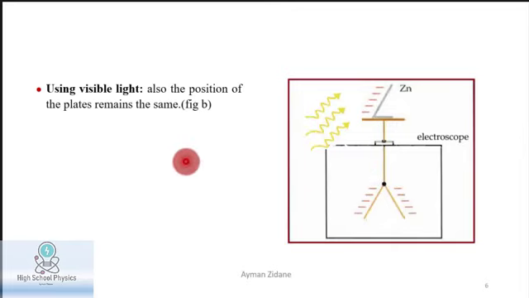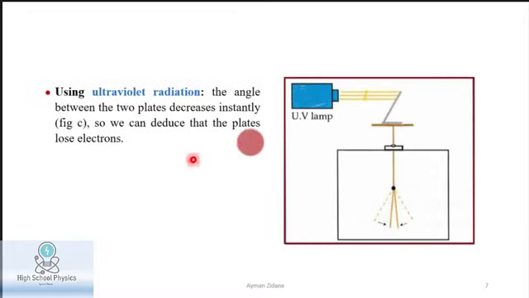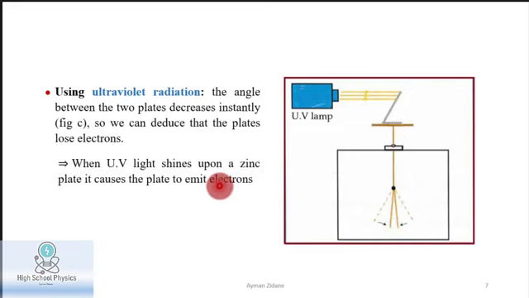Now we will use ultraviolet radiation. Suddenly the angle between the two plates decreases instantly, as we see in the figure, so we can deduce that the plates lose electrons, so the photoelectric effect takes place. When ultraviolet light shines upon a zinc plate, it causes the plate to emit electrons.